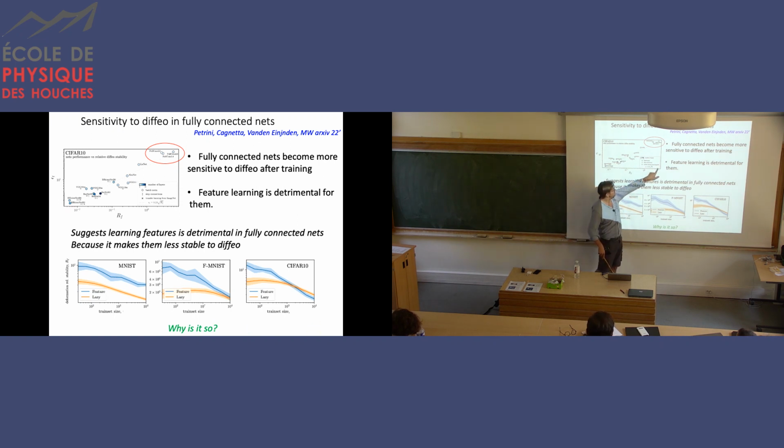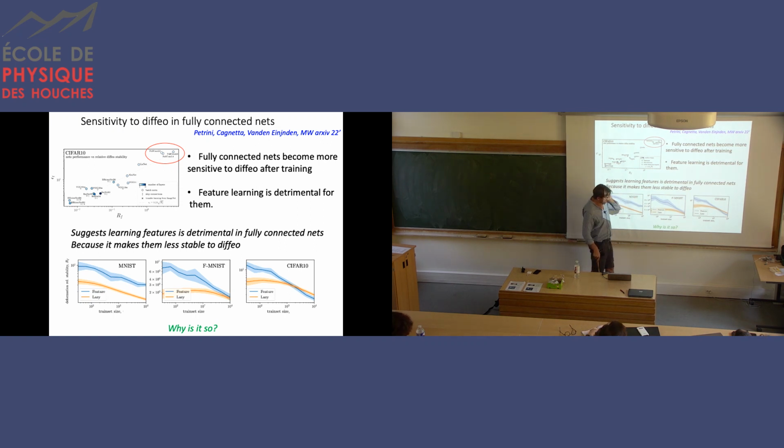So you see that R_f is much larger. It starts to be quite a bit larger than 1. So you have this property. You have another property, which I told you earlier, that feature learning is detrimental for them. And that suggests a causal relationship: maybe learning features for them is not so good, because in this regime you become very sensitive to smooth transformations.